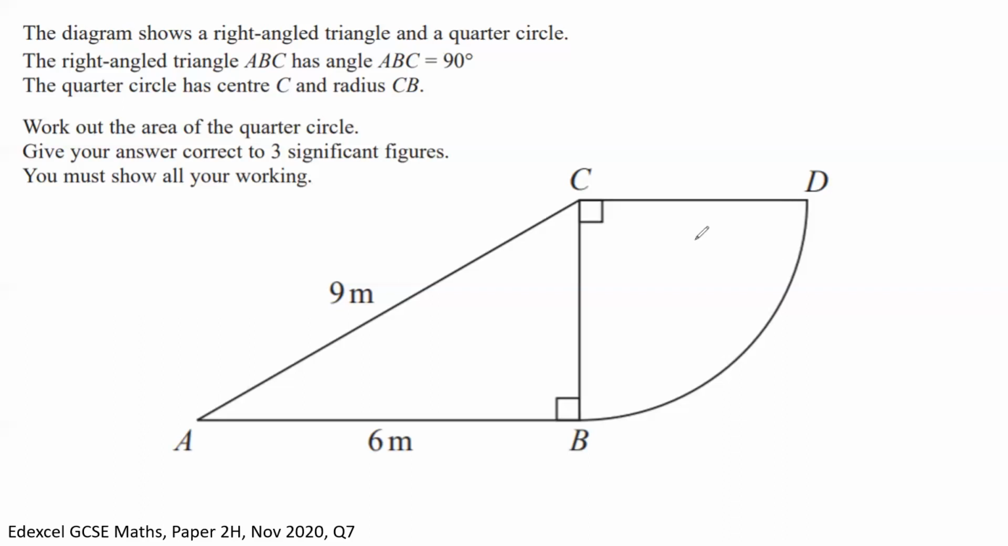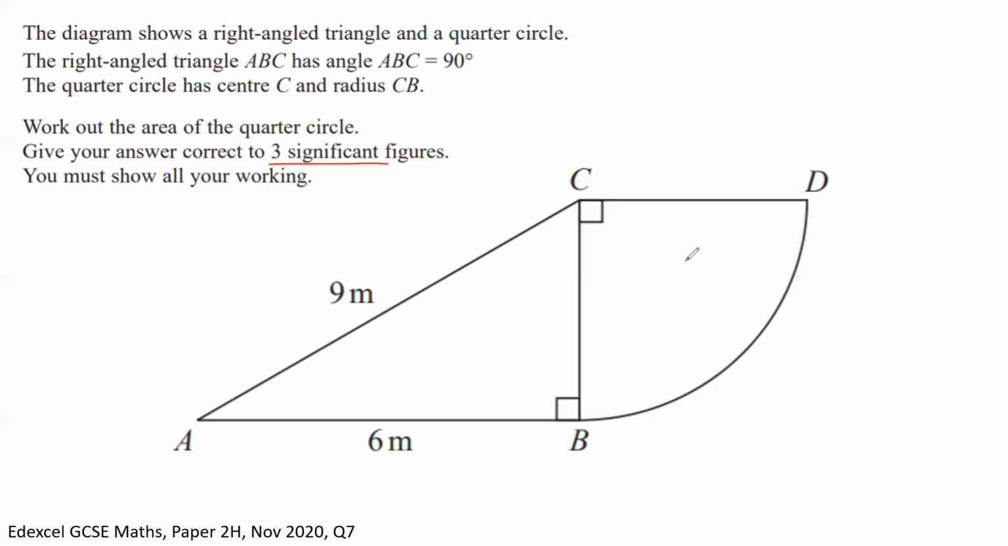Okay, so what we've got in this question is a right angled triangle. We've been given two of the lengths. We've got the hypotenuse as 9 meters and this length here as 6 meters. And then we've also got a quarter circle here. And the question is asking us to work out the area of the quarter circle. And we've been told to give the answer correct to 3 significant figures. Now, at the moment, it doesn't really matter about that. But at the end, we need to make sure that we do put it to 3 significant figures.